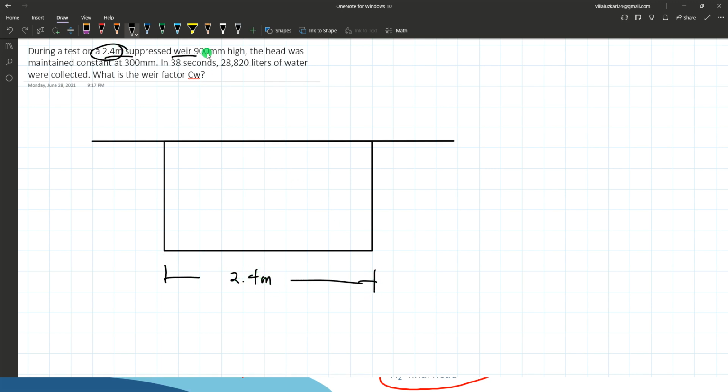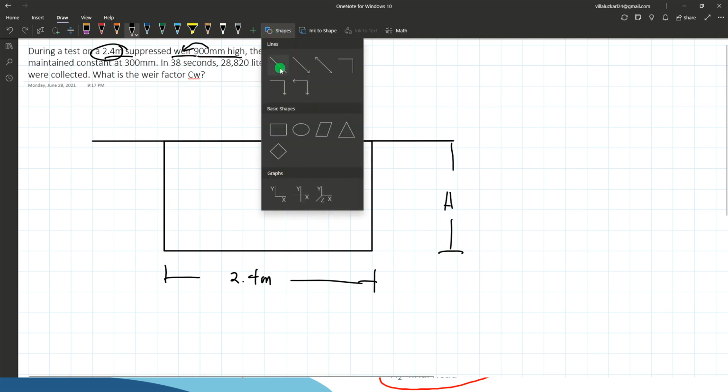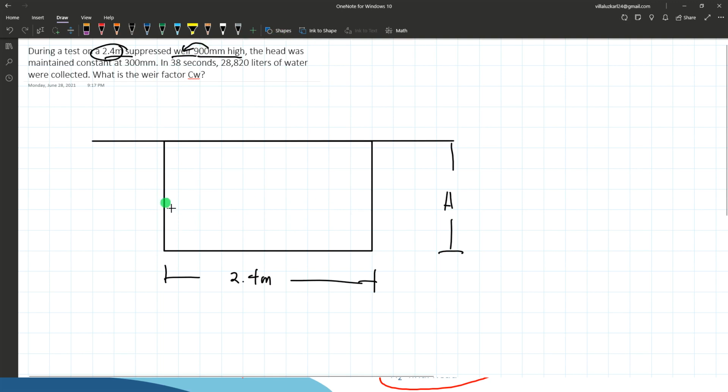And we have a height of 900 mm. So 900 mm is pertaining to the weir. So the weir, okay, if this is your channel, this is the total height of the channel. If we are going to put the weir here, means that we have a 900 mm height from the bottom of the channel.